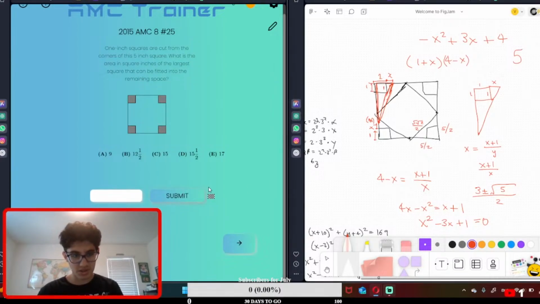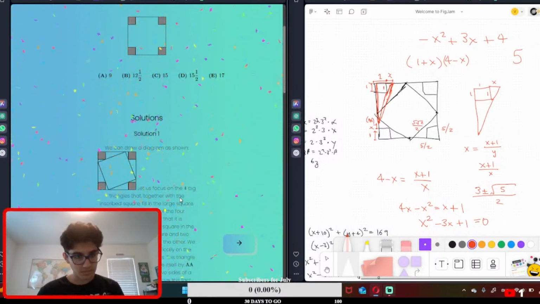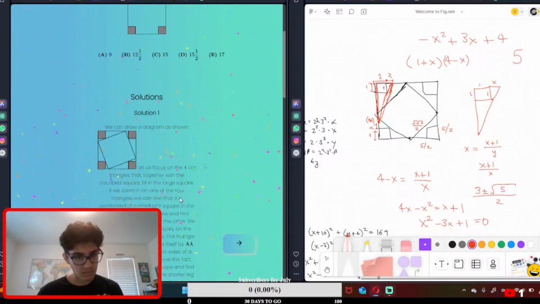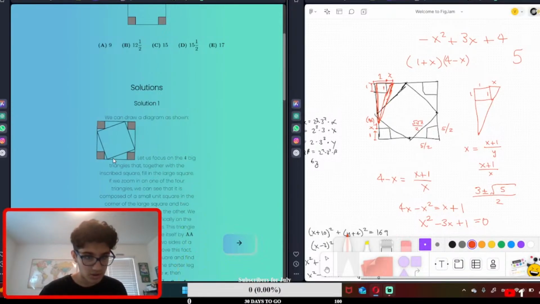So I'm just going to put B and guess that it's wrong. Let's try C. Okay, this is correct. This is correct. Let's see why. Okay, they're talking about the four big triangles over here. Right, that seems fine.